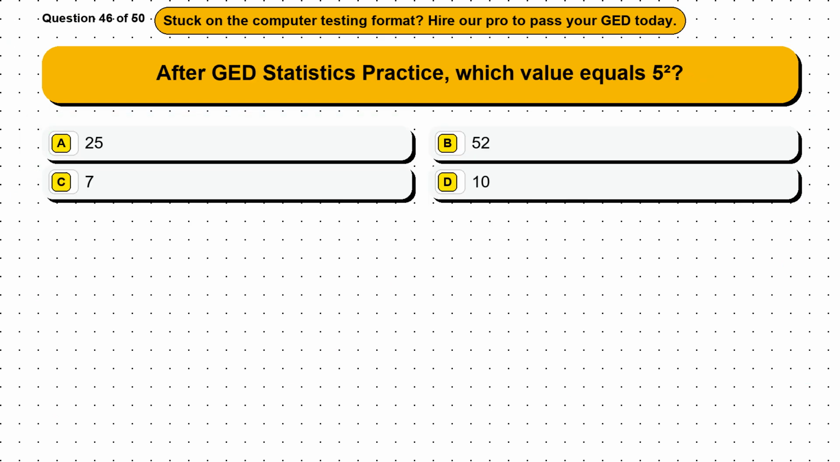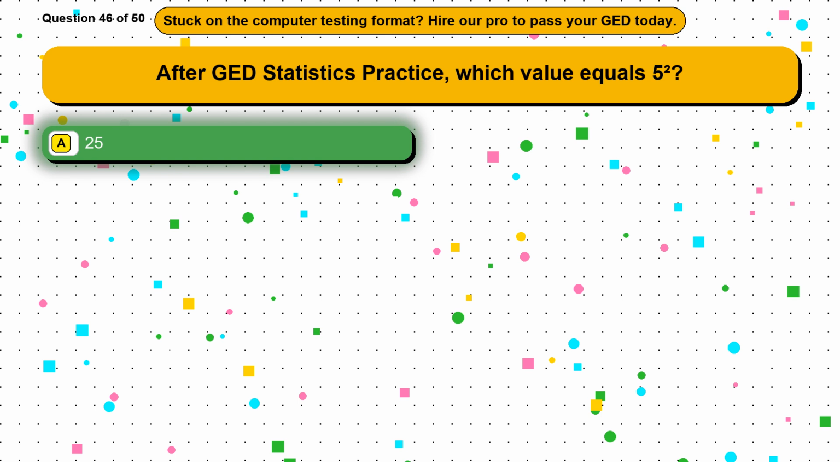Question 46. After GED Statistics Practice, which value equals 5 superscript 2? Option A, 25. Option B, 52. Option C, 7. Option D, 10. The correct answer is option A.